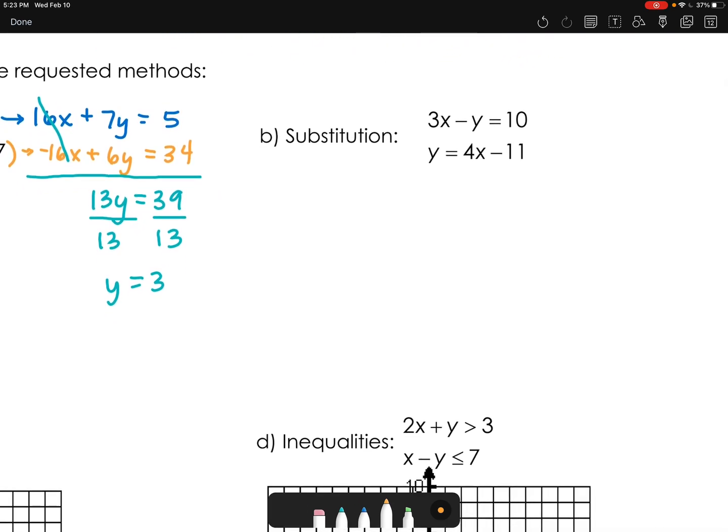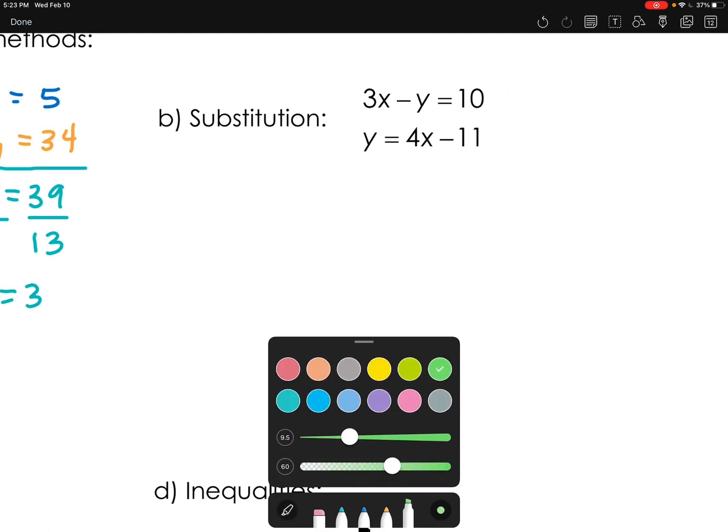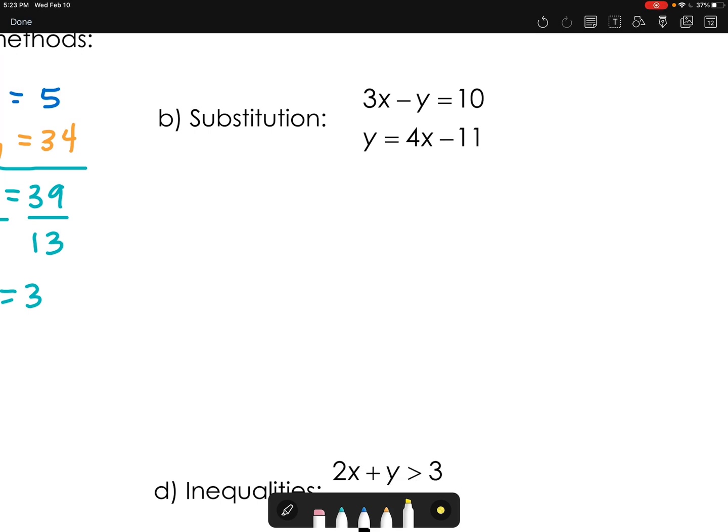Substitution, I think, was maybe the trickiest one out of the methods we learned this unit, but let's walk through this one. With substitution, you want one of your variables solved for, which is what we have right here. We have y equal to this statement here, 4x minus 11. So we are going to take what y is equal to and plug it in for y in the other equation. So let's look at that. We have 3x minus (4x minus 11) equals 10.